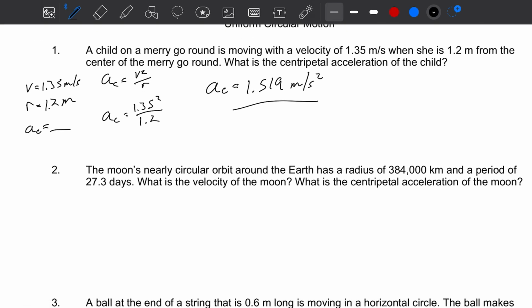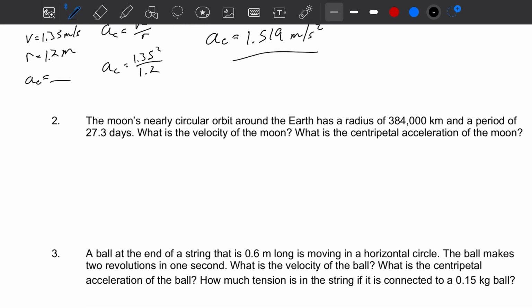Let's go to number two. The moon's nearly circular orbit around the Earth has a radius of 384,000 kilometers and a period of 27.3 days. What's the velocity of the moon? What's the centripetal acceleration of the moon? So two questions there. We can't let them go. Kilometers is not meters. Let's get it in meters. Multiply by 1,000. 384 million meters is the radius.